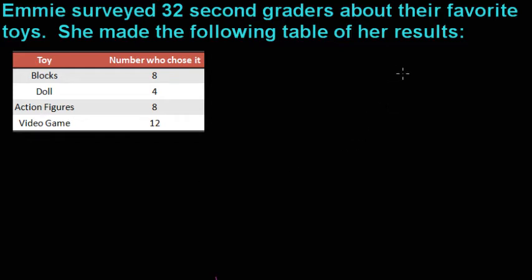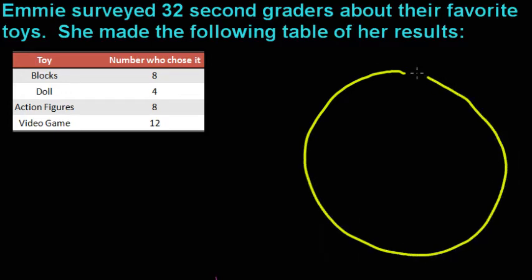Let's see here. Let's look at action figures. Let's just do this one as an example right here. Let's pick a different color. It's kind of hard to see. Okay, so in total, there were 32. It says Emmy surveyed 32. So I write my total right here, 32, and out of that 32, 8. Alright, and I'm kind of running out of room here.